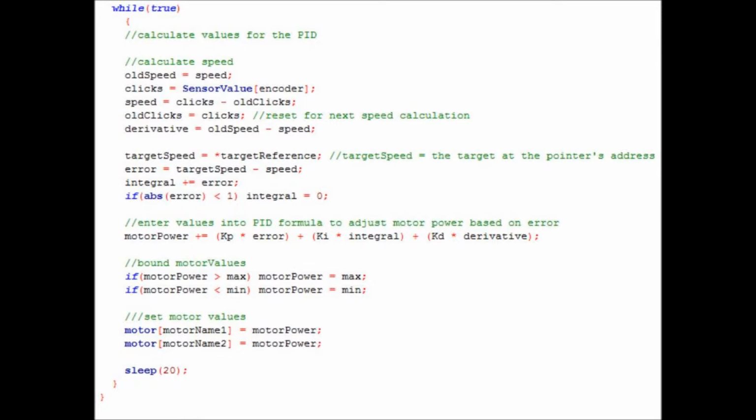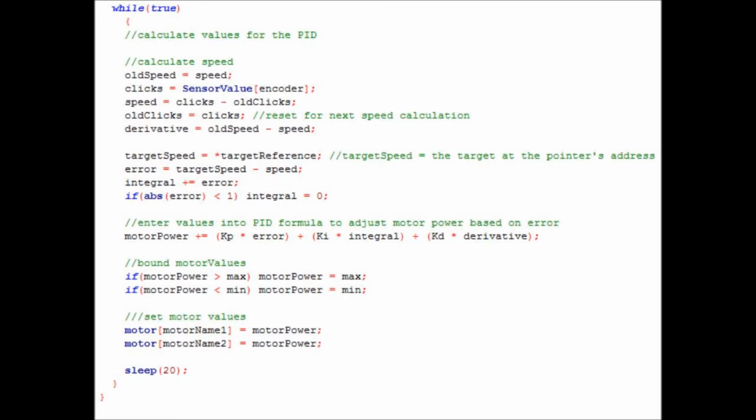You must then store the current encoder value into clicks. Next, calculate speed by subtracting the previous encoder reading from the current one. There is no need to divide by time because the readings are taken with a constant interval of time. After this, store the current encoder reading into old clicks so that it may be compared with the next reading in the next iteration of the loop.